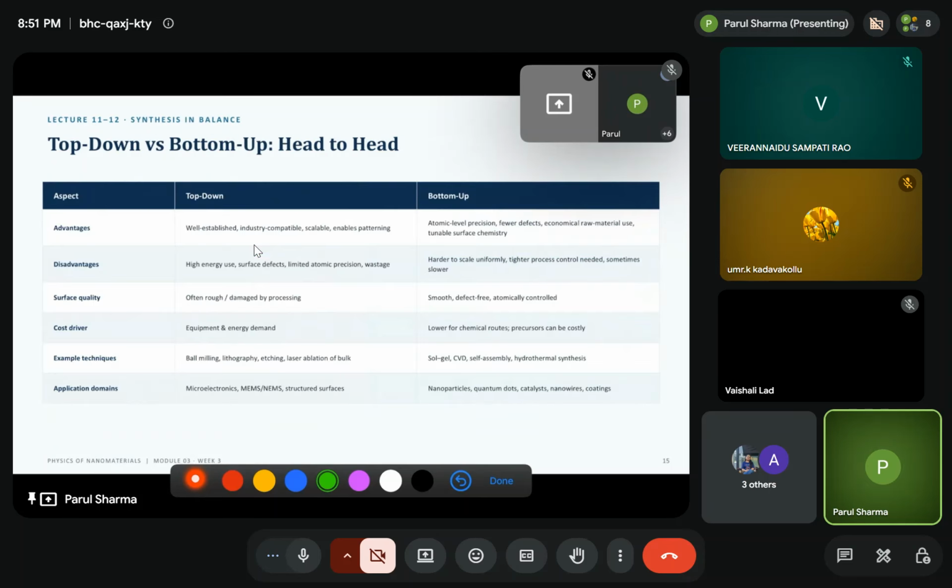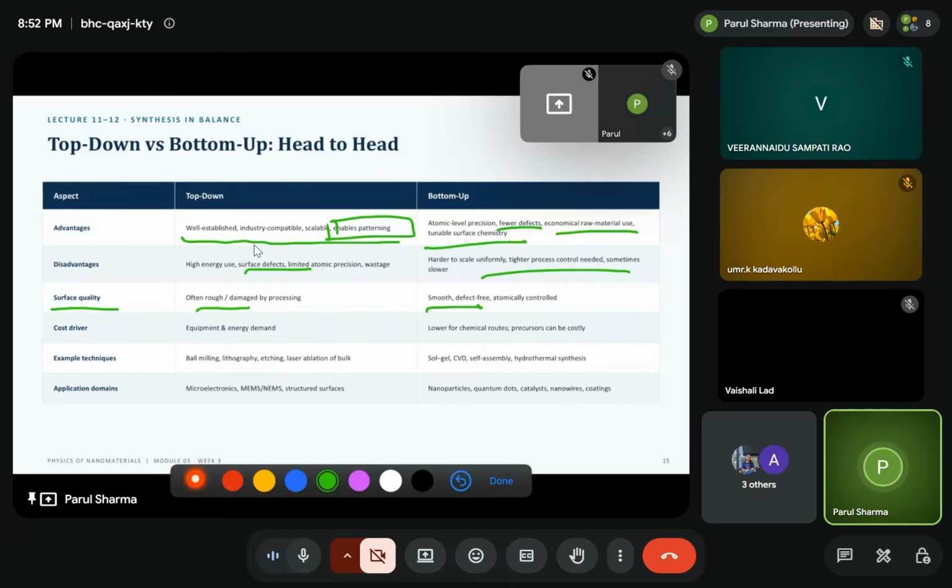So this is the table which is showing us the advantages and disadvantages of top down and bottom up. Advantages of top down: it is well established, industry compatible and scalable, and using the lithography technique, we can produce desired patterns also. Bottom up requires atomic level precision, defects are fewer, economical raw material use, and tunable surface chemistry. In case of disadvantages, top down has defects, but here the defects are lesser. In case of surface quality, top down is often rough, while bottom up is smooth.